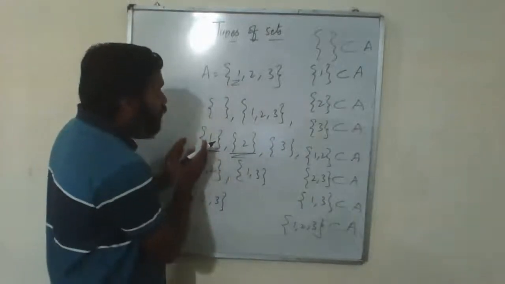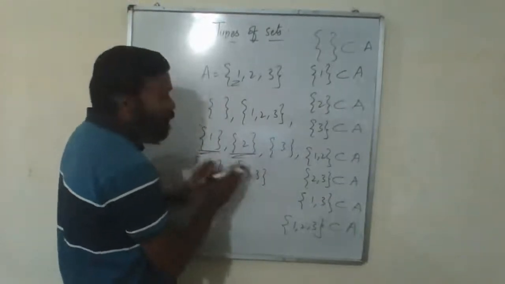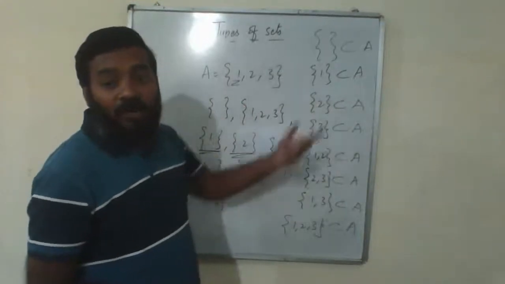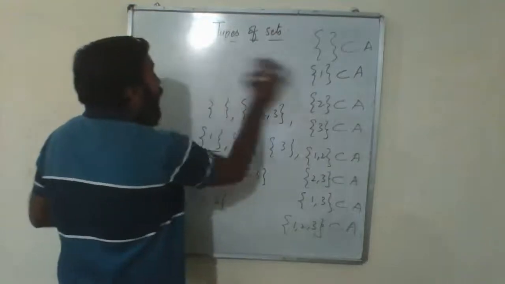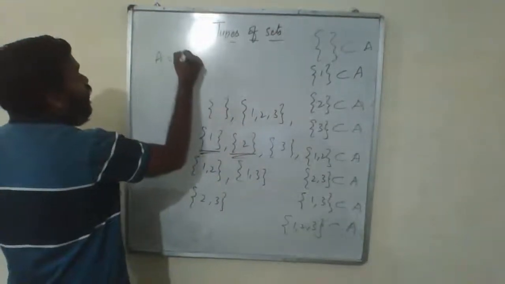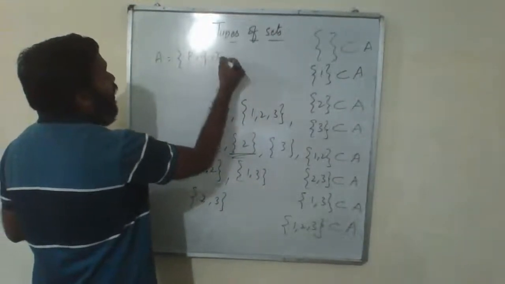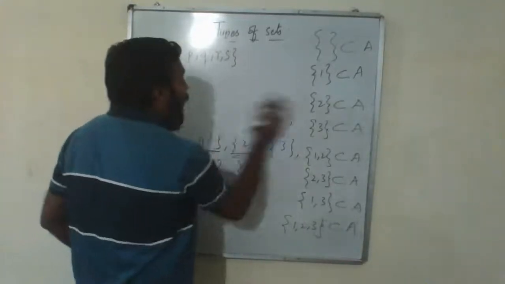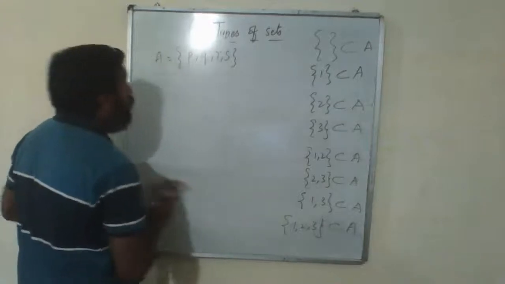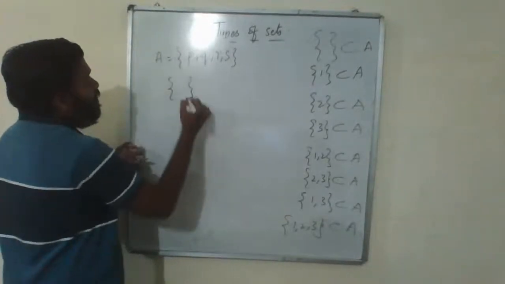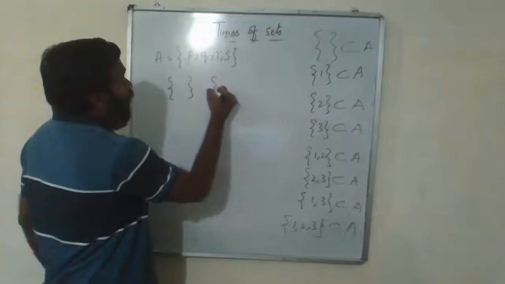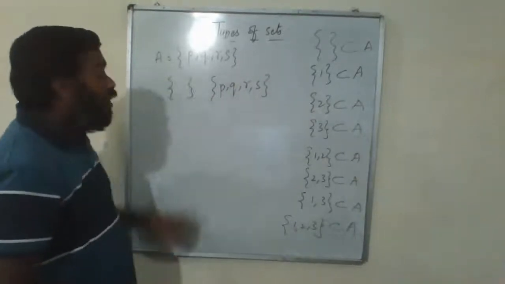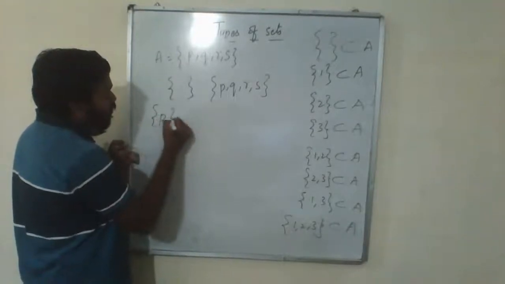And we have to consider one element at a time and two elements at a time. If you have more than that, you have to go for three elements at a time, 4 elements at a time, like that. Suppose A is equal to P, Q, R, S. We have 4 elements here. Now the null set is a subset of A and the set P, Q, R, S is a subset of A. Now we have to consider one element at a time.